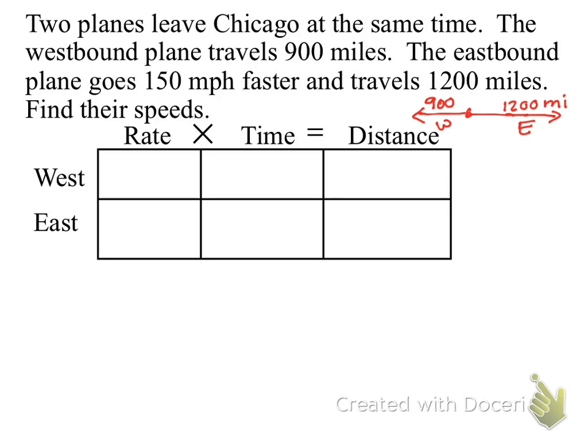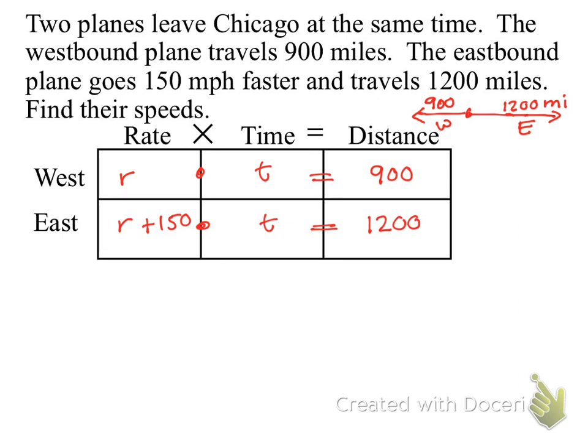So we fill our box. We know that the distance for the west is 900. We know the distance for the east is 1,200. And then we know that one plane goes faster. So we'll call the rate R, and the faster one is R plus 150. Now, what do we say about the time? It's the same. We don't know what it is, but it's the same. Now, you could multiply across. You have two equations, and you can do substitution. But I want to show you something.